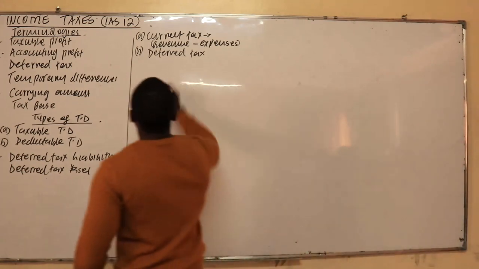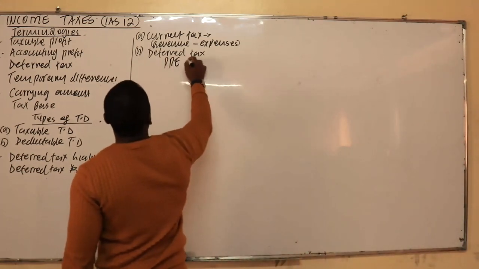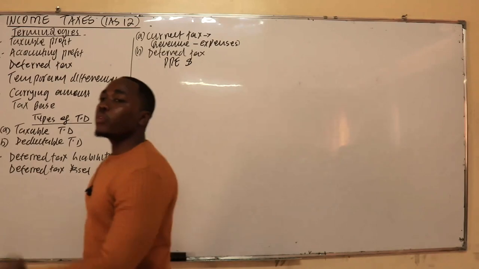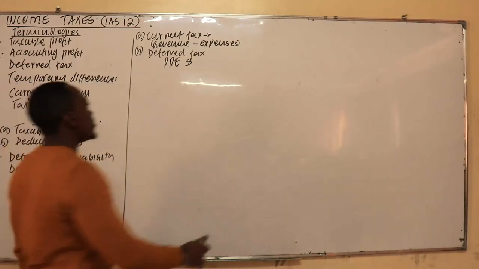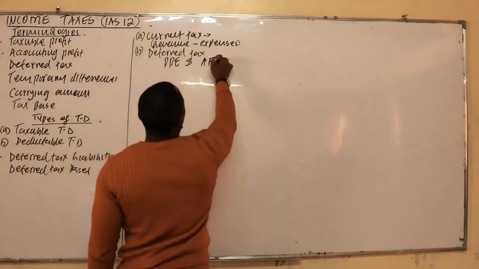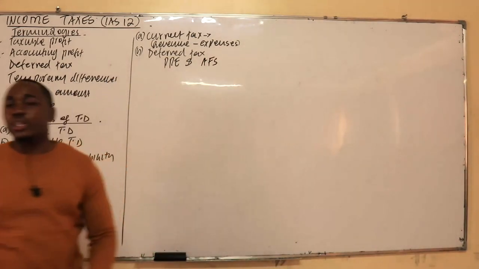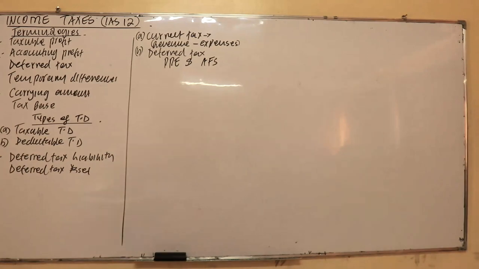NB number two. Revaluation changes for PPE, that's the plant, property, and equipment, and available for sale financial asset has a special deferred tax treatment.